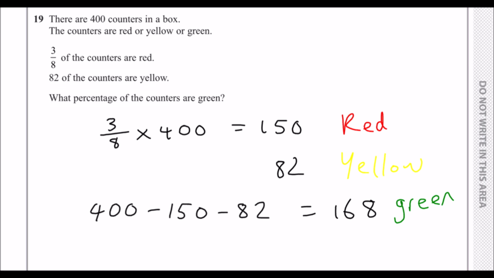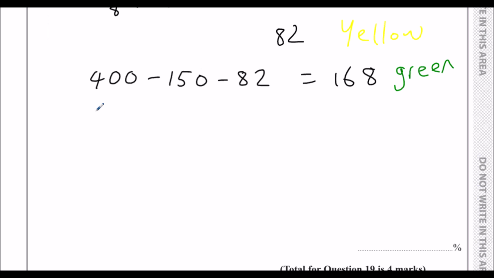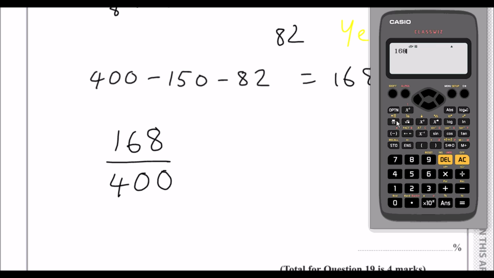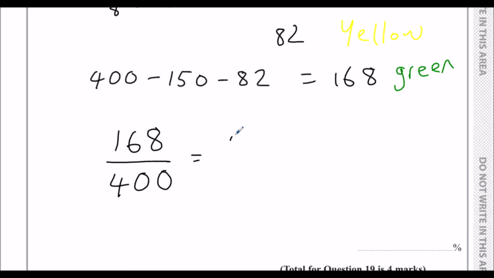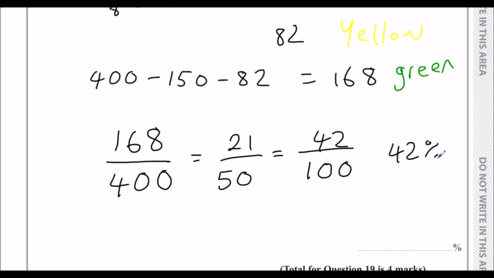So what percentage is the question? Let's write it as a fraction. 168 out of 400. 168 out of 400 is the same as 21 out of 50, which we could use. Double the top and bottom to make it out of 100. A percentage is the same as a fraction out of 100. So that would be 42%.